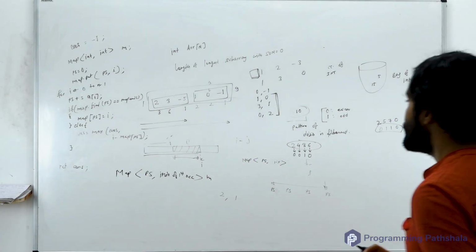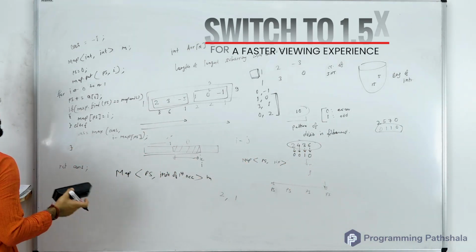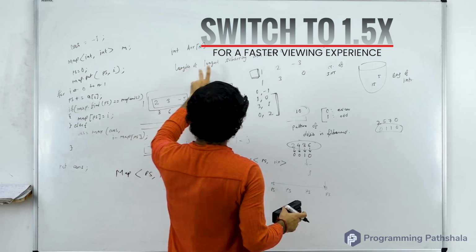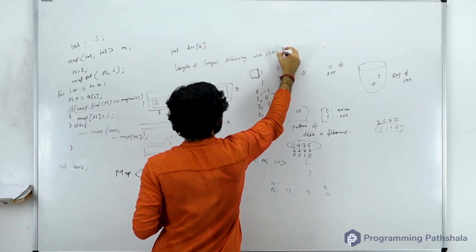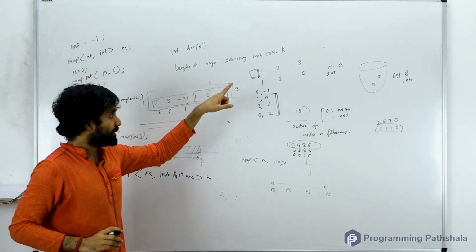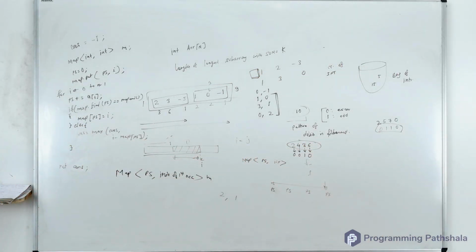I'm going to change this question a bit, just a bit. Now I am interested in the length of longest subarray with sum equals to k. You got the difference? I have just replaced 0 with k. I am trying to make this question more generic, that's it.